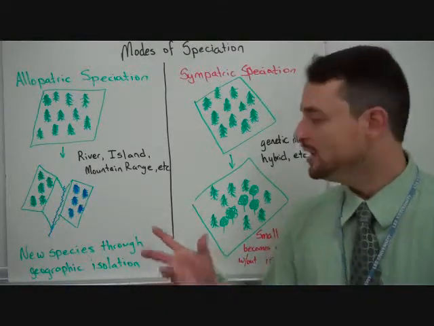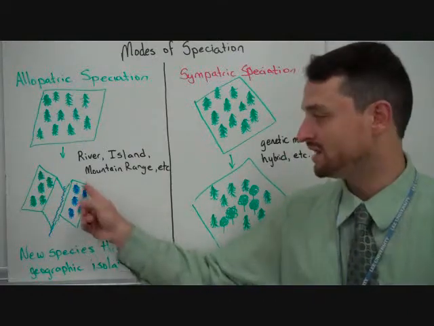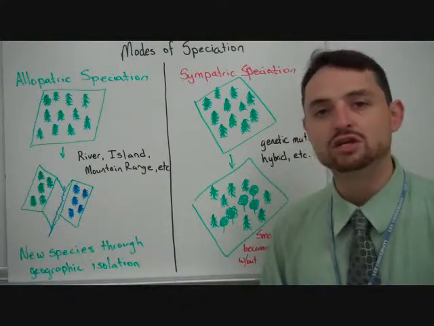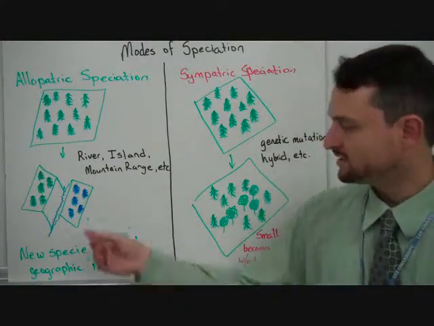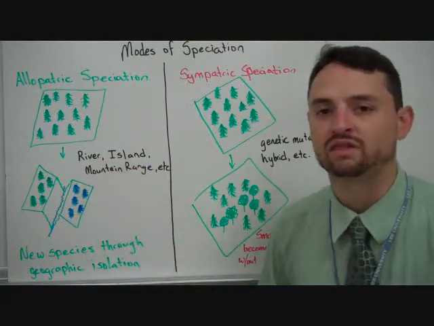Whatever may be the case, there's been a change, and if that change is severe enough that these can no longer reproduce with each other, then we would start calling these a new species. And that's through geographic isolation: a river, an island, a mountain range, things like that.